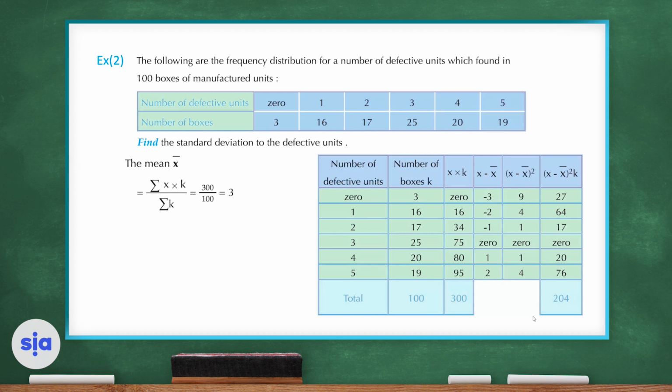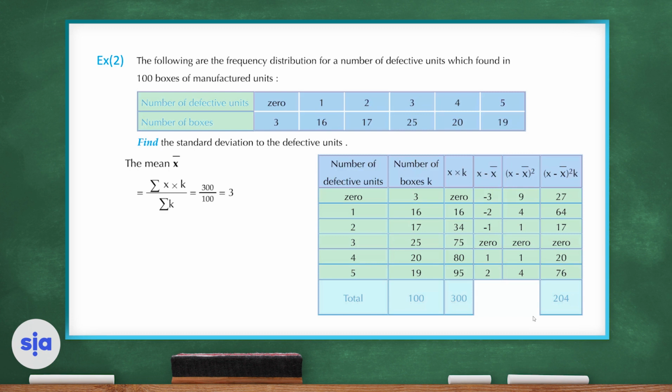Let's now continue columns 4, 5, and 6 in the table. X minus x bar. Then we square the result that we got in the first column. Then we square the result that we got from the fourth column. After that, we multiply the result by k.